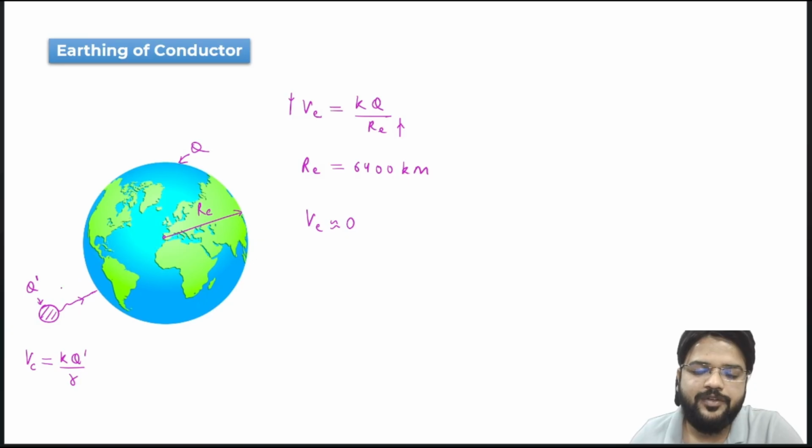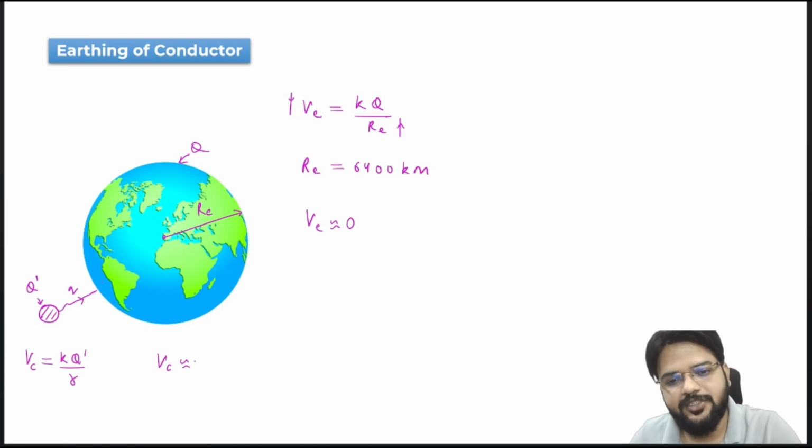We know that charge always flows from higher potential to lower potential. So what will happen when I connect this conductor with the wire? Charge flows from the conductor to the earth. And after some time, the potential of the conductor and the potential of the earth become equal, means approx 0.